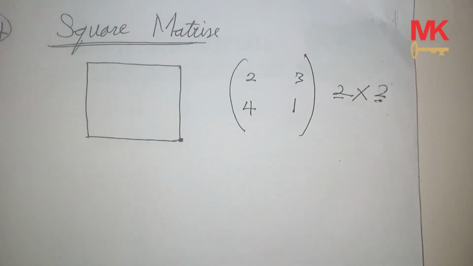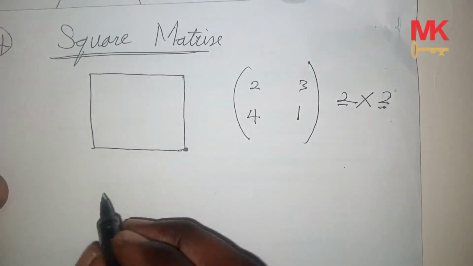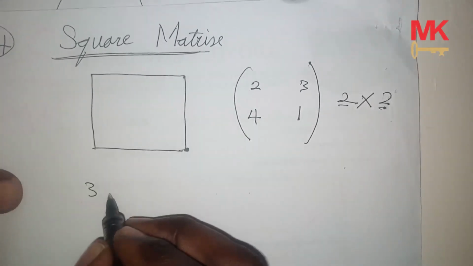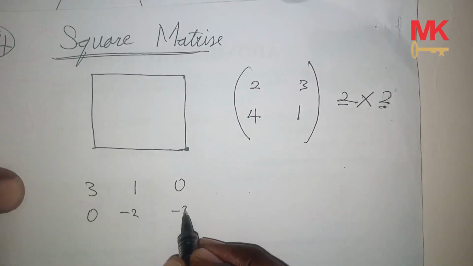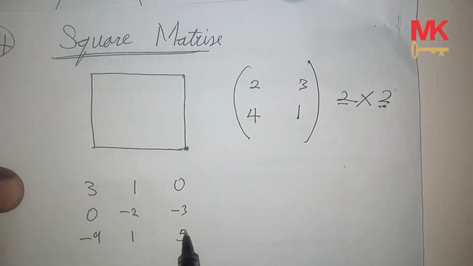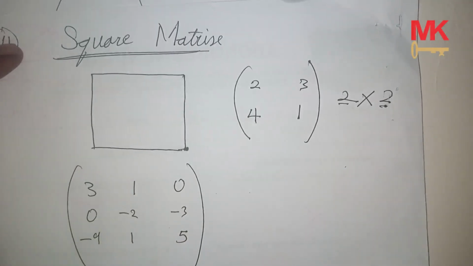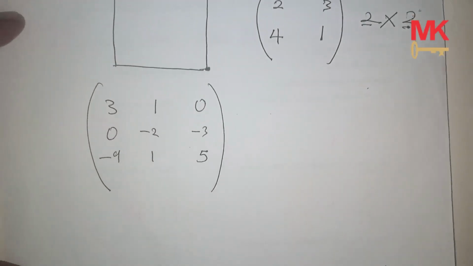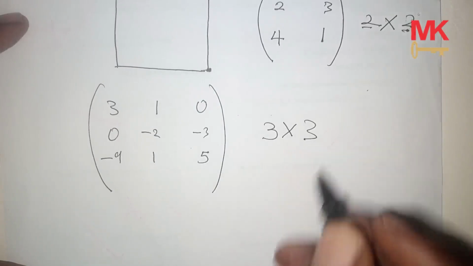Okay, so we can even have a 4 by 4 matrix. We can have a 3 by 3. Let's do 3 by 3. 1, 0, 0, minus 2, minus 3, minus 9, 1, 5. So this is another square matrix, and the dimension of this matrix, simply, this is a 3 by 3 matrix.